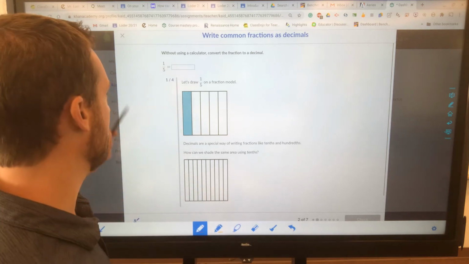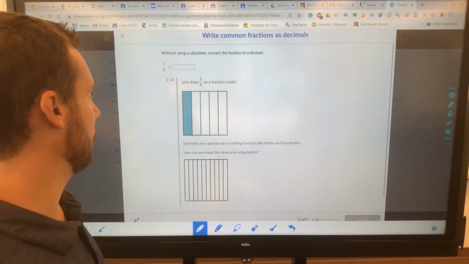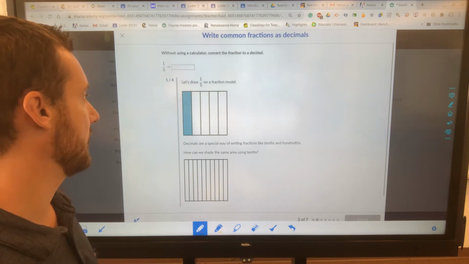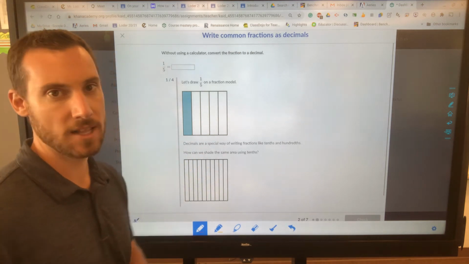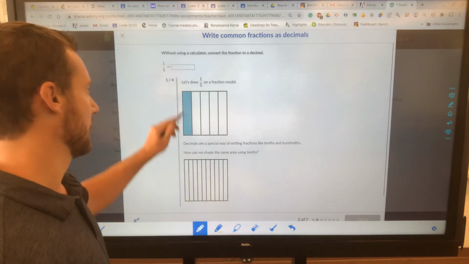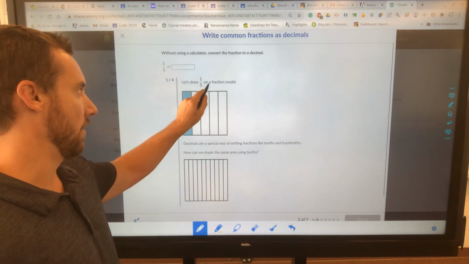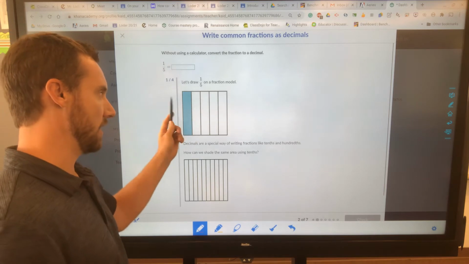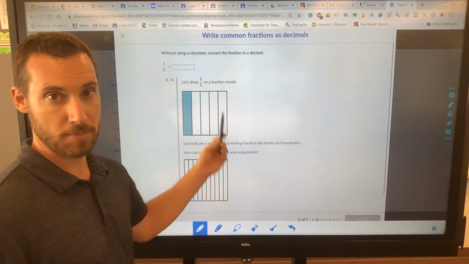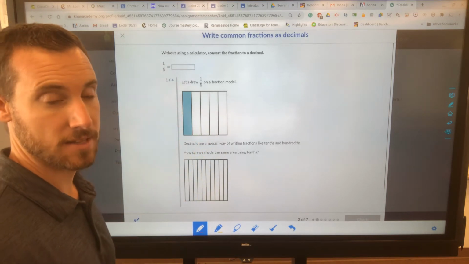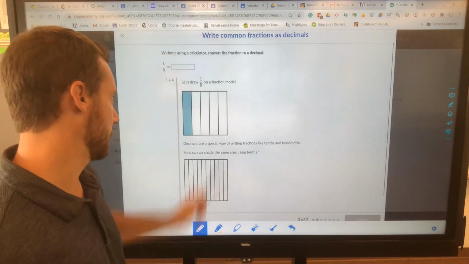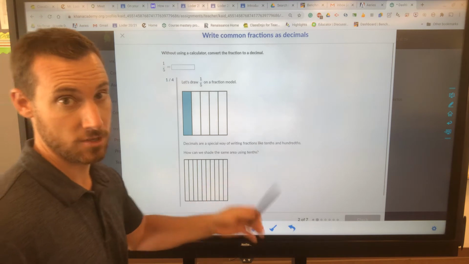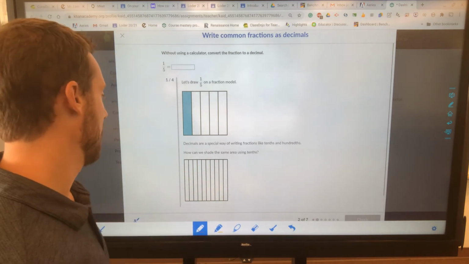So the first question, it says 1/5. Convert that to a decimal. Okay, so I went ahead and clicked hint because I really liked their visual. It says, let's draw 1/5 on a fraction model. So they divided the box up into fifths, right? They split it into 5 equal spots, and they shaded in 1 because it's 1/5. If it was 2/5, you'd shade in 2.